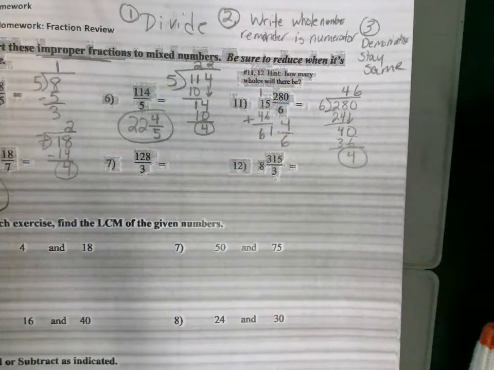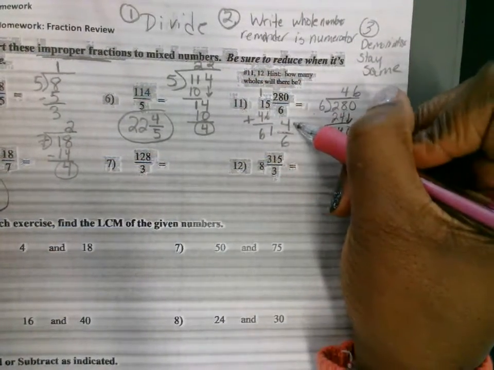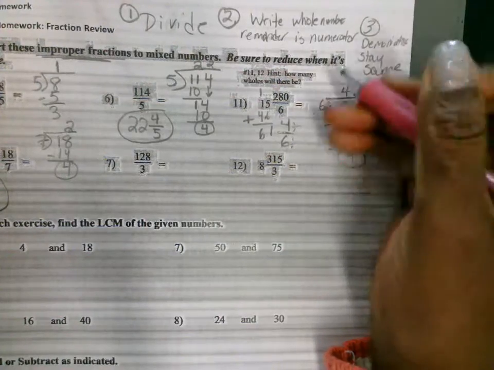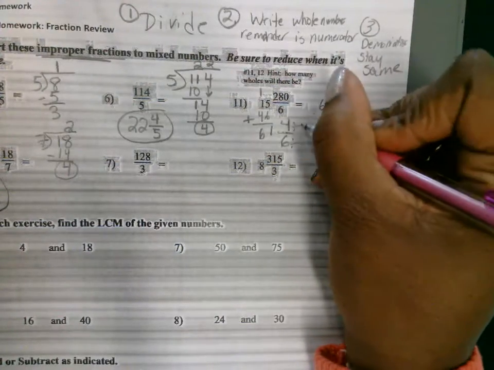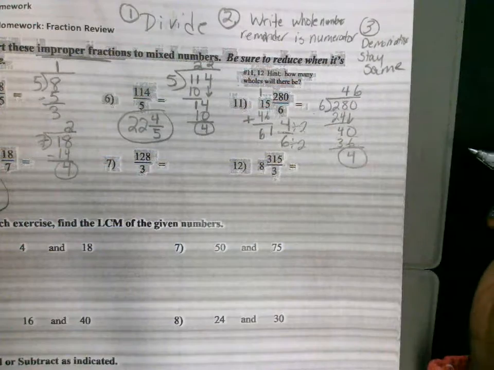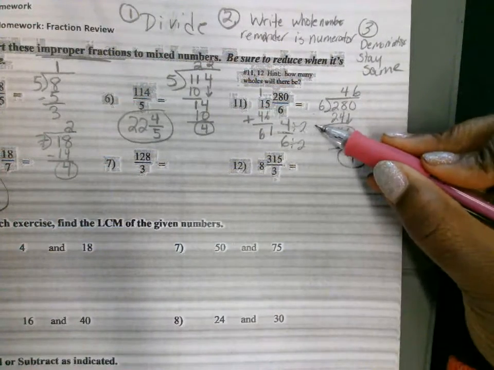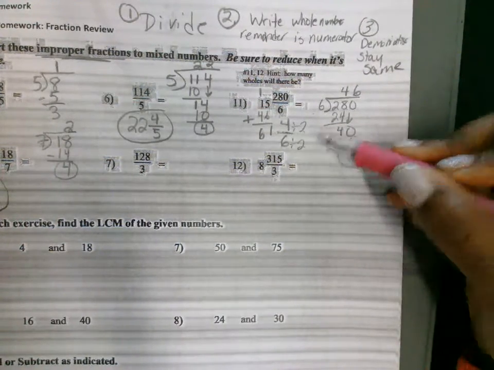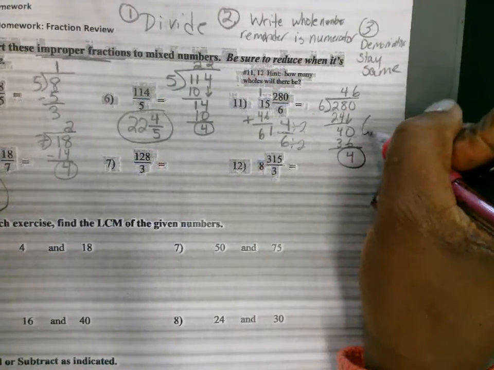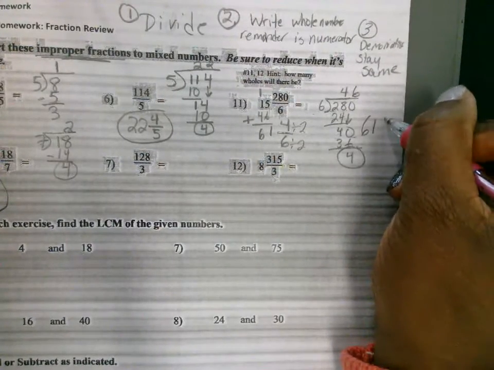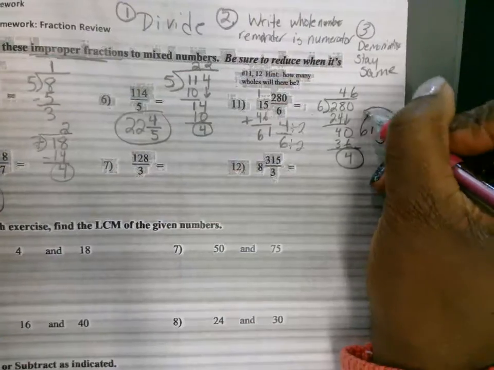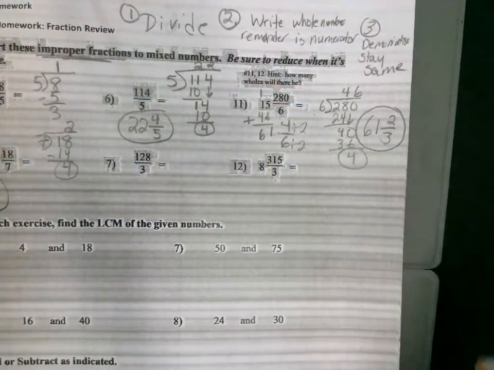Reduce it, okay? When you reduce this, you reduce the top and the bottom number, the numerator and denominator, by 2. So this is going to give you 2 over 3. So the answer here is 61 and 2 over 3. Okay? Let's look at the bottom, number 1.